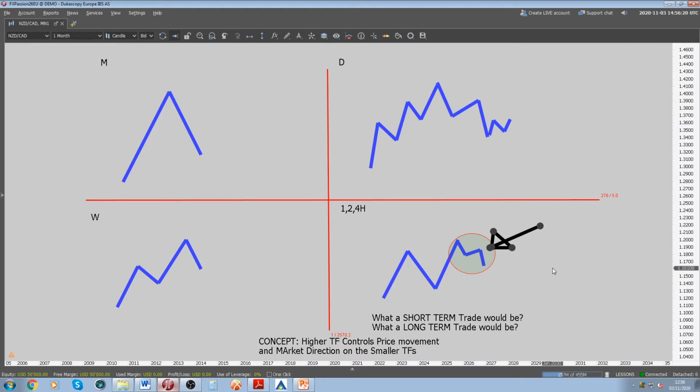So the question is, everybody, right now, how should we trade a short-term trade right now? Trade what you see. What do you see? Trade what you see. Great answer. What are you seeing?